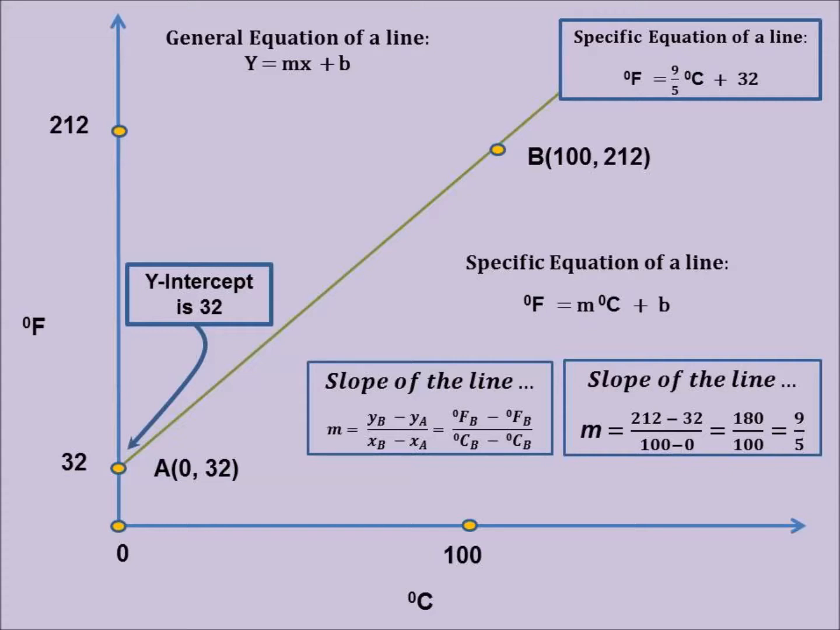So the individual Celsius degree would be larger, and it's actually 9/5 larger. How do you know it's 9/5 larger? Well, that's the slope. So the slope, 180 over 100, is going to be 1.8 greater, or 9/5.